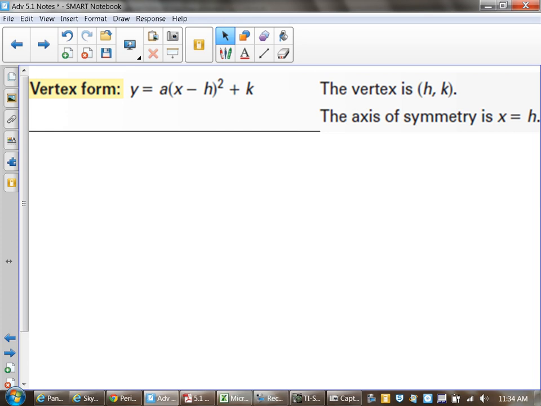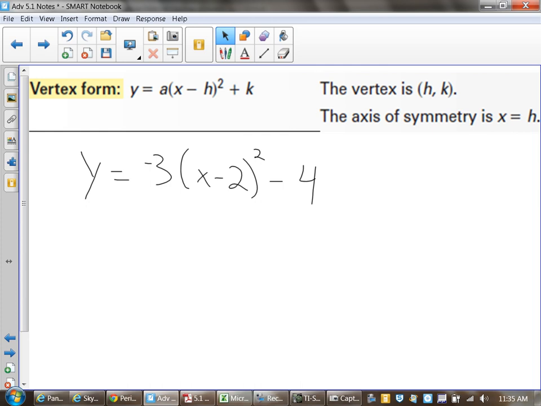So here's what happens. Just like we did before, the value of a still tells you whether or not it opens up like a cup or down like a crown. The h and k now give you the vertex. So let me show you an example. We have y equals -3(x - 2)^2 - 4. And let's say that's the equation that we have. The first thing I want to do is identify my values of h and k. They're going to give me my center, my vertex.